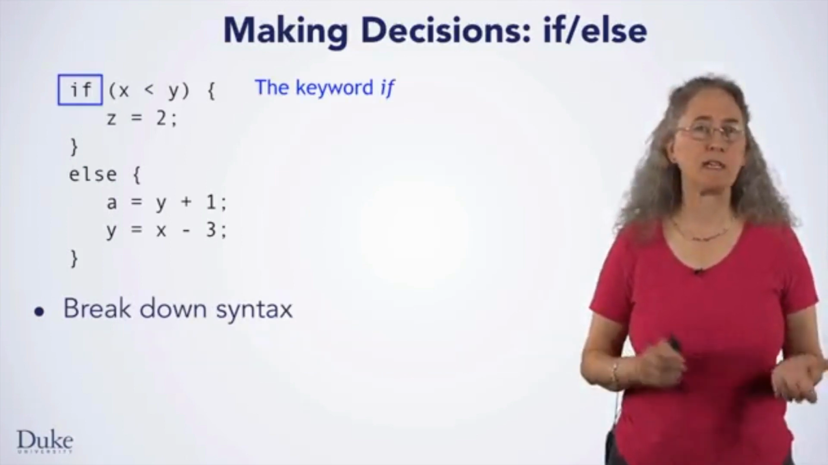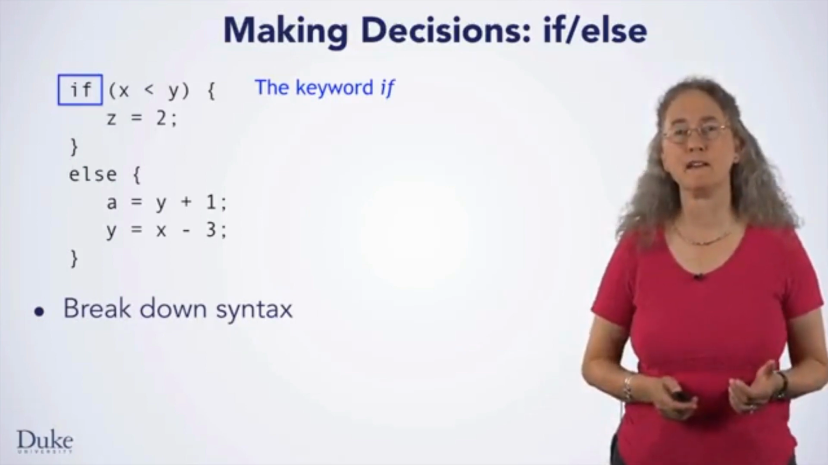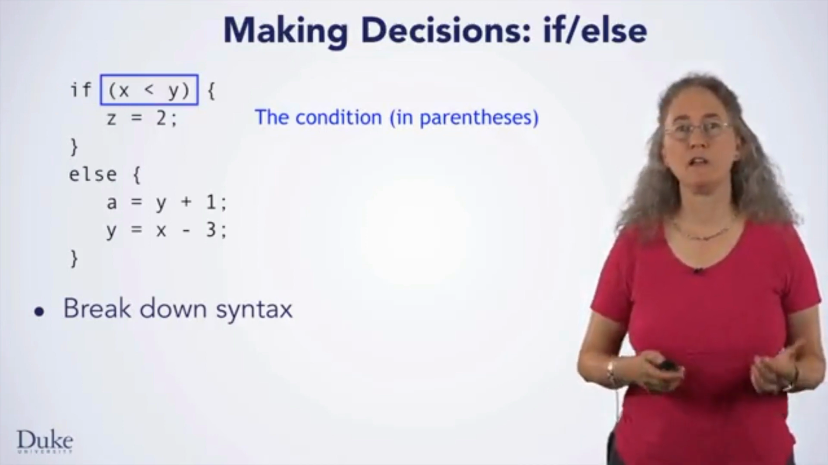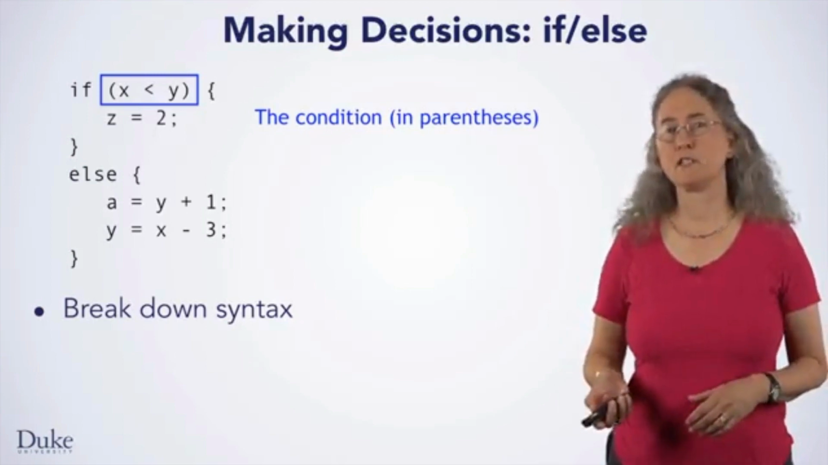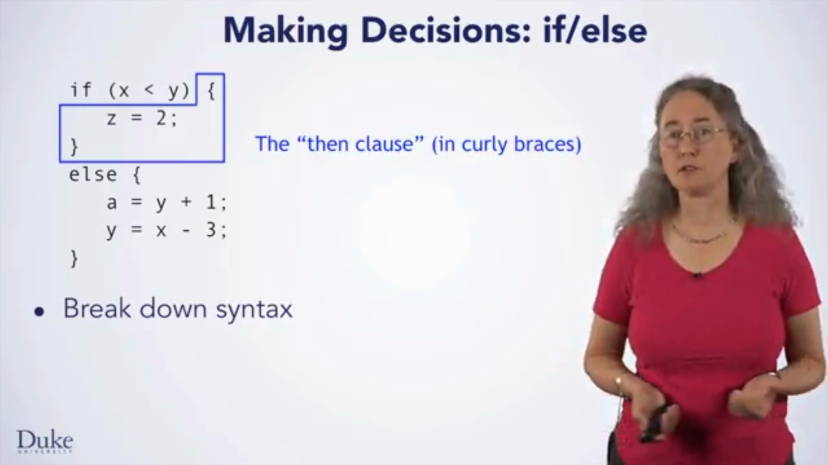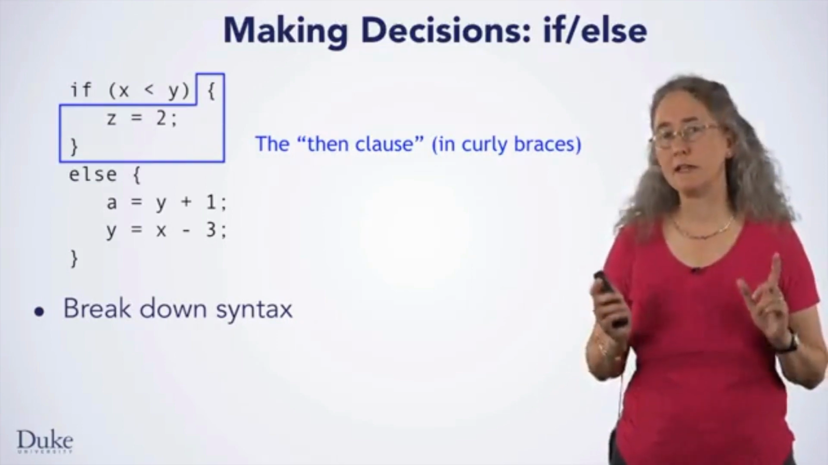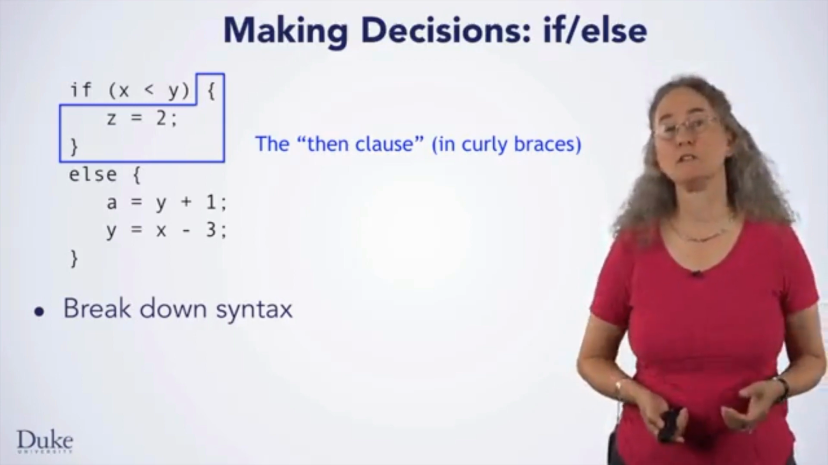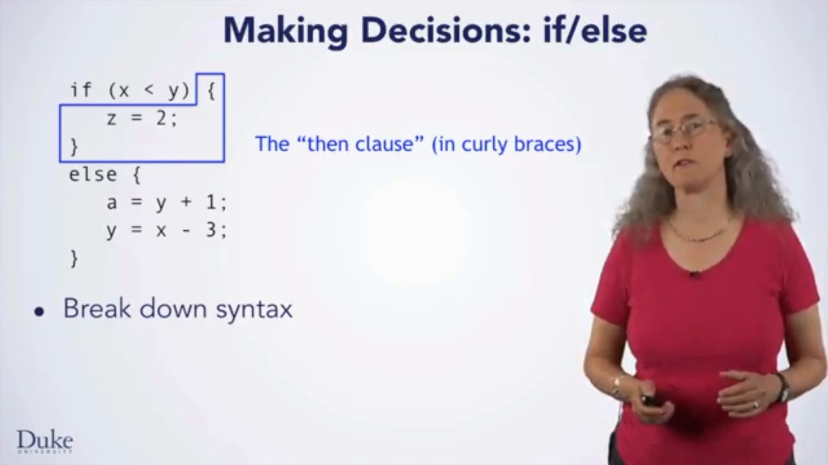First, you have the keyword if, which tells JavaScript that you are writing an if-else statement. Next, you have the condition to make a decision based on, here it is x less than y. This condition is an expression written inside of parentheses. After the conditional expression, you have the then clause. The then clause is a set of statements to execute if the condition is true. These are written inside of curly braces.